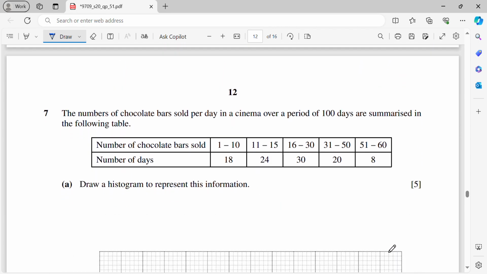Okay, now for question 7. The numbers of chocolate bars sold per day in a cinema over a period of 100 days are summarized in the following table. Now draw a histogram to represent this information. For a histogram, we need the class boundaries. So here I will add on class boundaries.